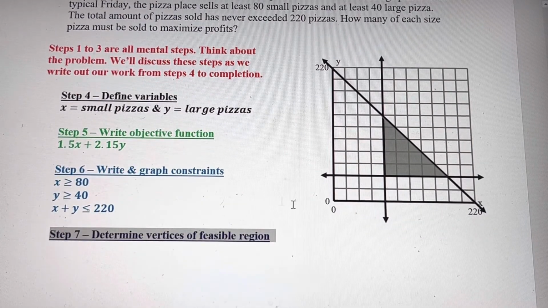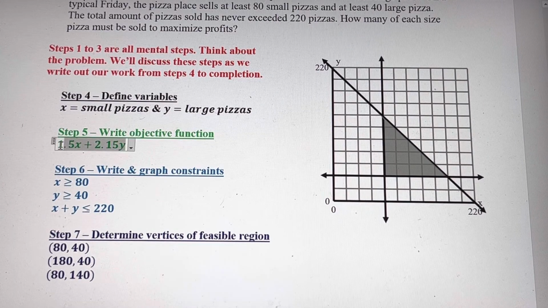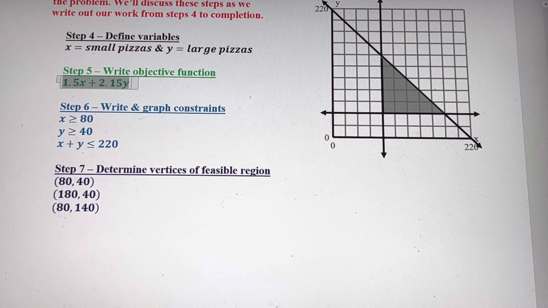So we want to determine the vertices of that feasible region. Again, we need to think about our scale. Each grid line is 20 pizzas. The first vertex is 80, 40. The second vertex of the triangle is 180, 40 here. And the last one is this vertex right here, which is at 80, 140. Those are the vertices I want to plug back into my objective function. Let's test those and see which one is the largest.